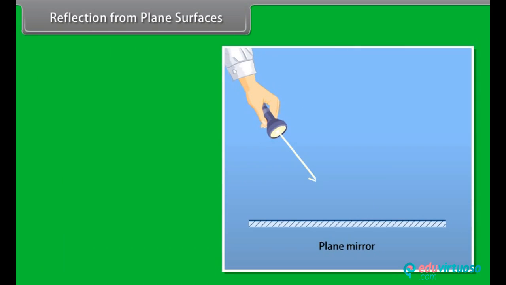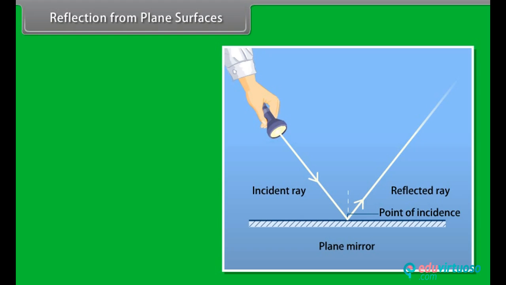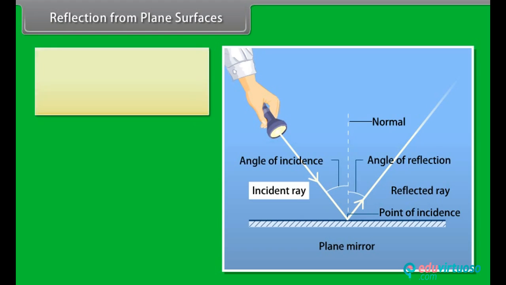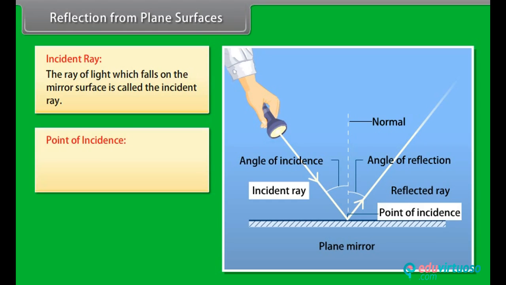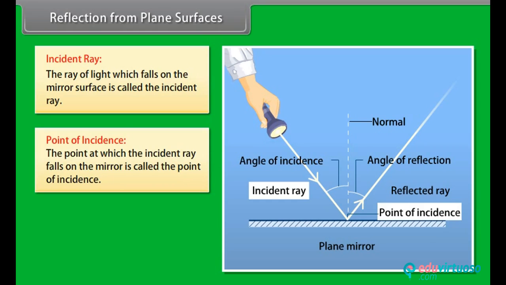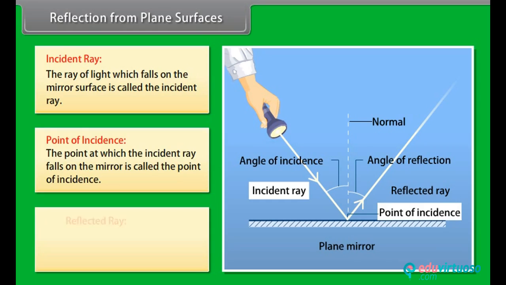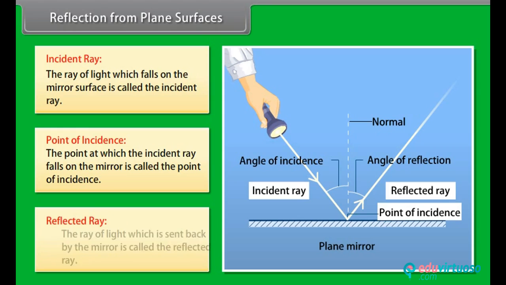The meanings of important terms are as follows to understand the figure. Incident ray. The ray of light which falls on the mirror surface is called the incident ray. Point of incidence. The point at which the incident ray falls on the mirror is called the point of incidence. Reflected ray. The ray of light which is sent back by the mirror is called the reflected ray.